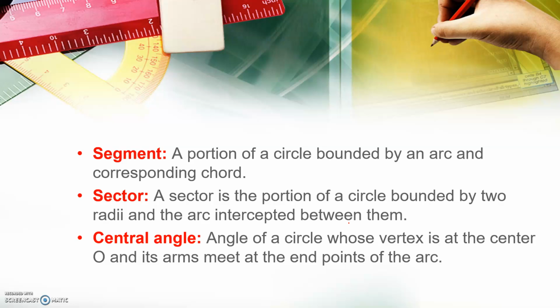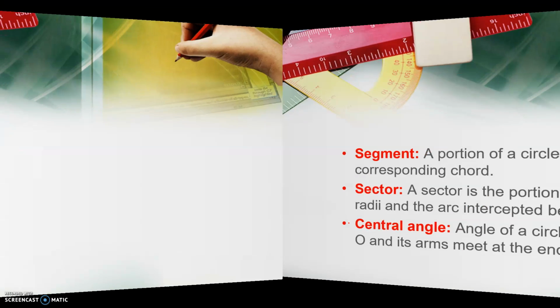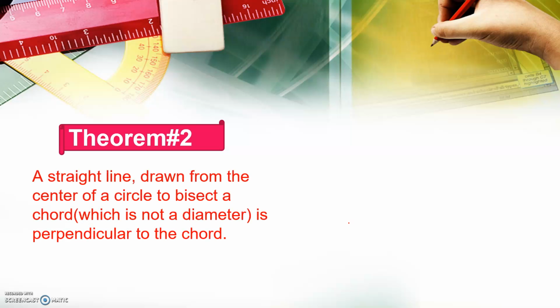Central angle. Angle of a circle whose vertex is at the center O and its arms meet at the endpoints of the arc. Now we will discuss theorem number 2, and the statement is given below as: a straight line drawn from the center of a circle to bisect a chord which is not a diameter is perpendicular to the chord.